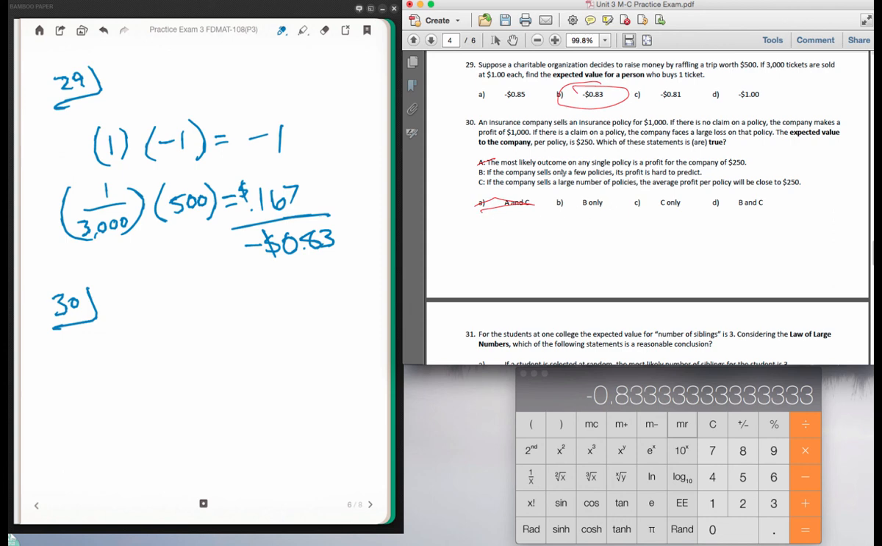If the company sells only a few policies, its profit is hard to predict. And that's true, okay? The lower the number of policies you sell, the harder it is. The reason that they want big numbers is because then it evens out, and this goes back to the law of large numbers. If the company sells a large number of policies, the average profit per policy would be close to $250. And that, once again, is true because remember the law of large numbers says that as you do this more frequently, it evens out. So both B and C are true, and so D is the correct answer. And that finishes part 3.